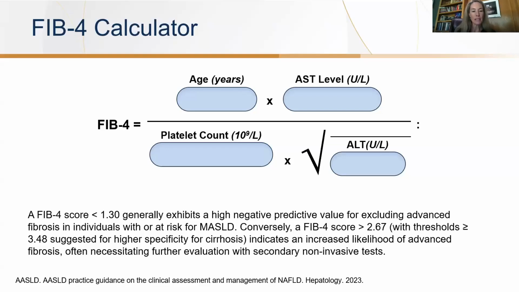A FIB-4 score of less than 1.3 has a high negative predictive value for excluding advanced fibrosis. Conversely, a FIB-4 score greater than 2.67 indicates an increased likelihood of advanced fibrosis. Patients that fall either in the indeterminate range between 1.3 and 2.67 or greater than 2.67 do warrant additional testing.